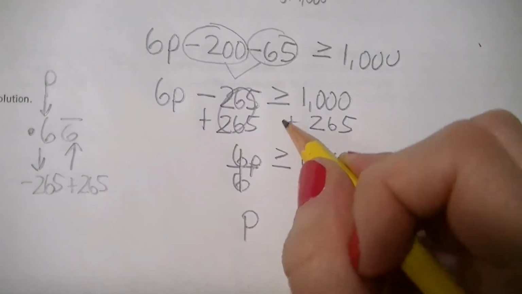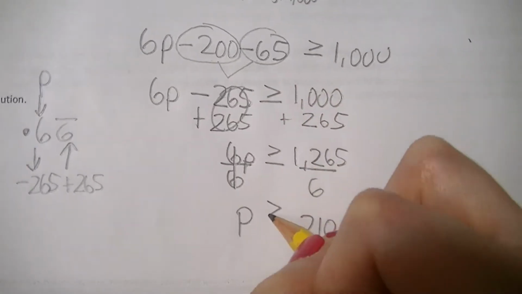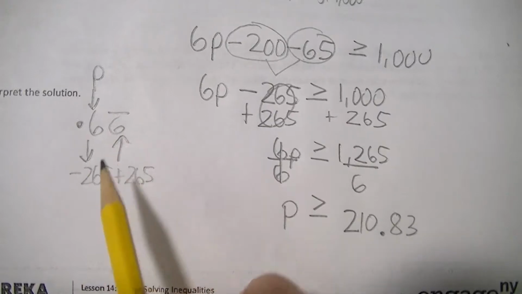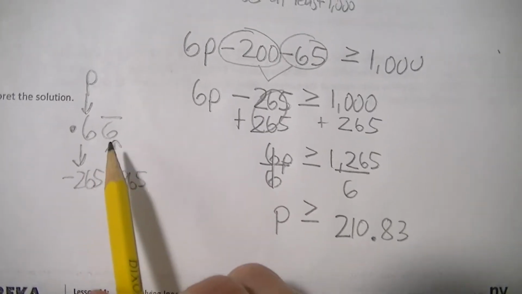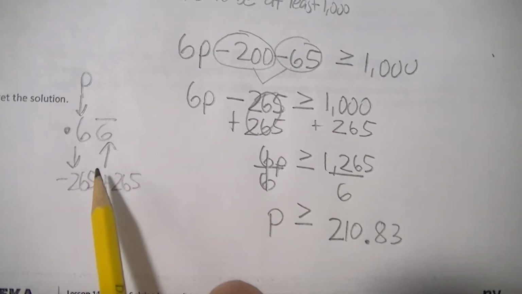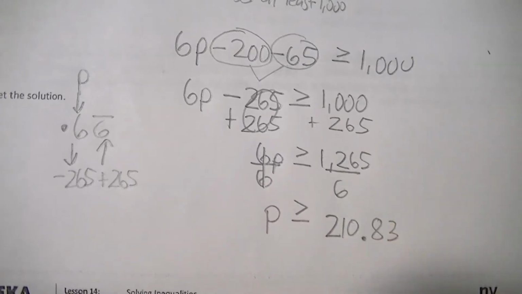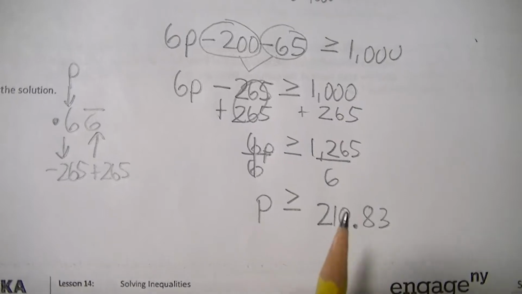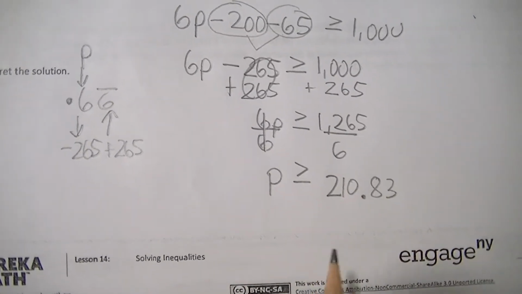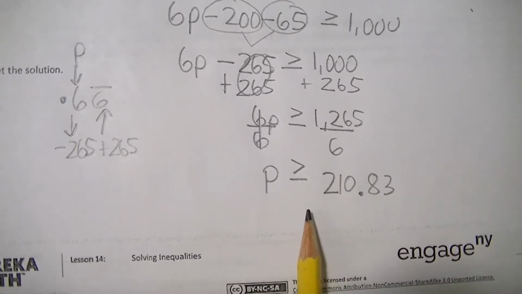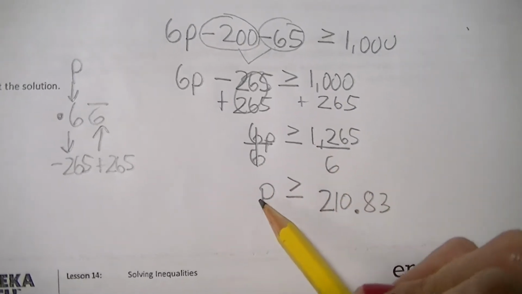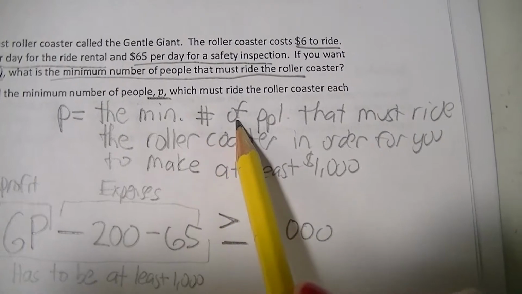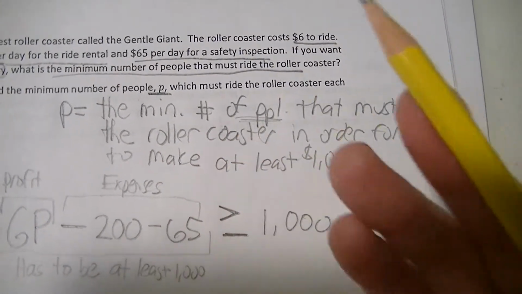And we keep the inequality sign the same as how it started because we did not multiply or divide by a negative. If we had multiplied or divided by a negative when we solved the inequality, you would reverse the sign at the very end. But that did not happen, so that's why it's consistent. Now we've got to interpret the solution, because we're not quite done yet. We have to remember what that P stood for. The P represents the minimum number of people that have to ride that ride.